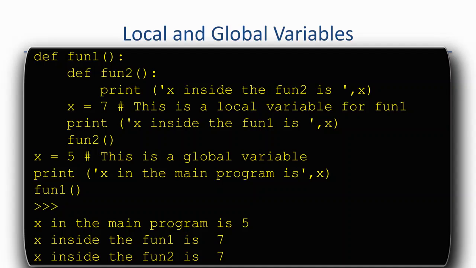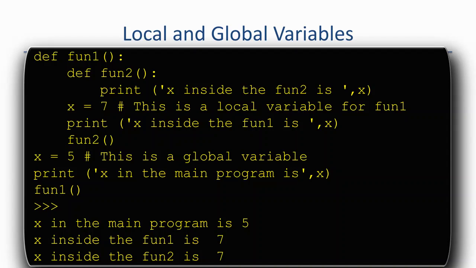When the program jumps to the function 1, the first thing it does, it defines function 2, then gets to the statement when it says x is equal to 7. It prints the value of x, then it calls function 2. When it goes inside the function 2, it tries to print the value of x. What happens here is that inside the function 2, the variable x is not defined.